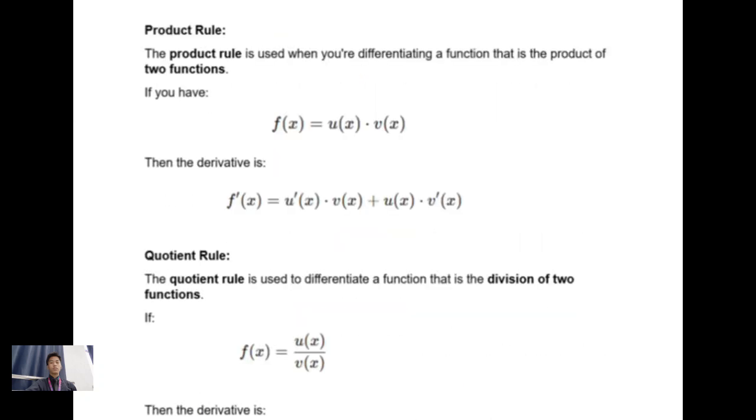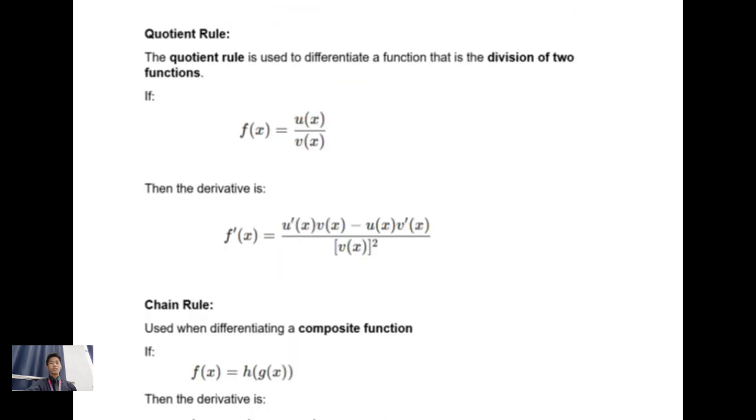Product rule. The product rule is used when you're differentiating a function that is the product of two functions, f(x) equals u(x) times v(x). The derivative of f(x) will be u prime(x) times v(x) plus u(x) times v prime(x). Quotient rule. The quotient rule is used to differentiate a function that is the division of two functions, f(x) equals u(x) over v(x). The derivative of f(x) would be u prime(x) times v(x) minus u(x) times v prime(x), over v(x) squared.